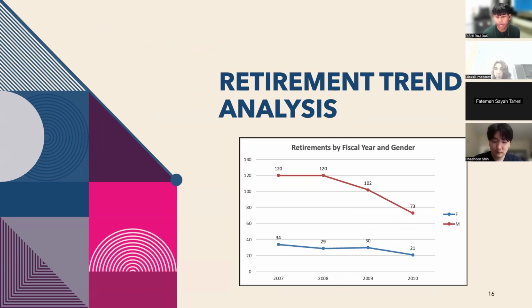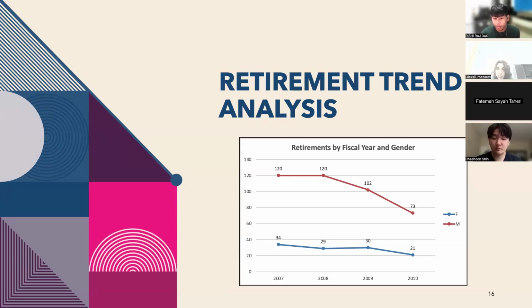In this section, we analyze retirement data from the terminated employee dataset to understand how retirement patterns have changed over time. The graph in this slide shows retirement trends across fiscal years and between genders. One important observation is that retirement numbers steadily declined from 2007 to 2010.